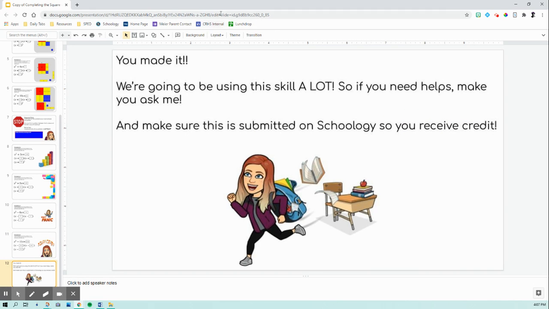You made it. So we're going to be using this skill a lot. If you need help, please make sure that you ask me or someone else, or maybe look it up on your own and see what you can figure out. But make sure that you submit this on Schoology so that you receive credit for completing this activity.